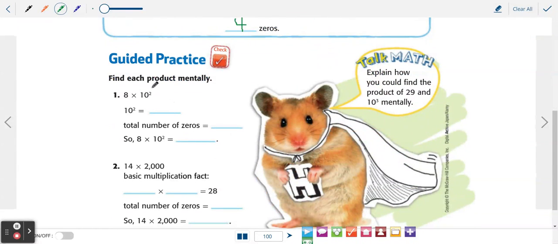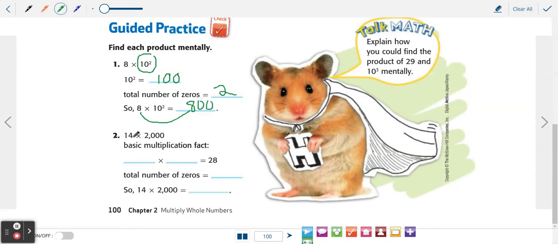Guided practice. Find each product mentally. 8 times 10 squared. Remember that we just talked about 10 squared. 10 squared is 100. The total number of zeros is 2. 8 times 10 squared is 800, because I'm going to keep that 8, and then I'm going to add my 2 zeros.